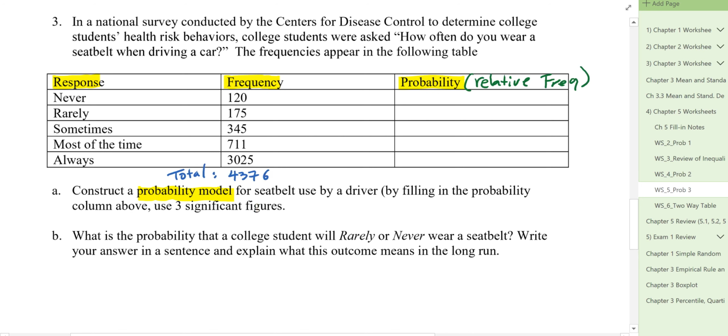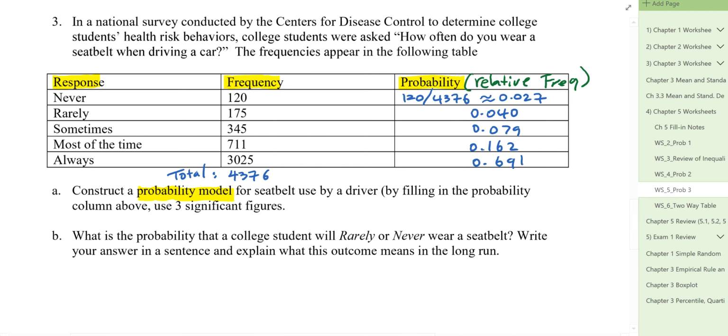Okay, so let's find the probability. The first one, we get 120 over the total, 4,376, to 3 decimal places. That gives me 0.027. I can do the same thing for each one of them, so let me just write it. The next one, you calculate it, you get 0.040. The next one is 0.079, and 0.162, 0.692. Again, you can check your work by adding up the probabilities here. That should add up to close to 1, or 0.61 here, not 2. All right, be careful there. So this is the probability distribution.